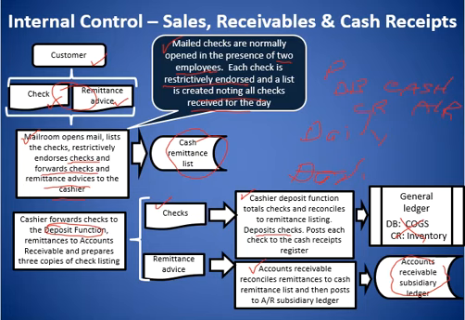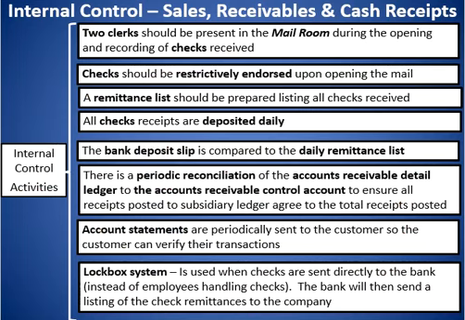Okay, now let's take a look at the next slide. And this is kind of a summary of internal controls over cash receipts. Okay, first thing is 2 clerks should be present in the mailroom during the opening and recording of the checks that are received. In other words, there shouldn't be 1 person, there should be 2 people involved. Okay, checks should be restrictively endorsed upon opening the mail. In other words, lock the checks into the system.